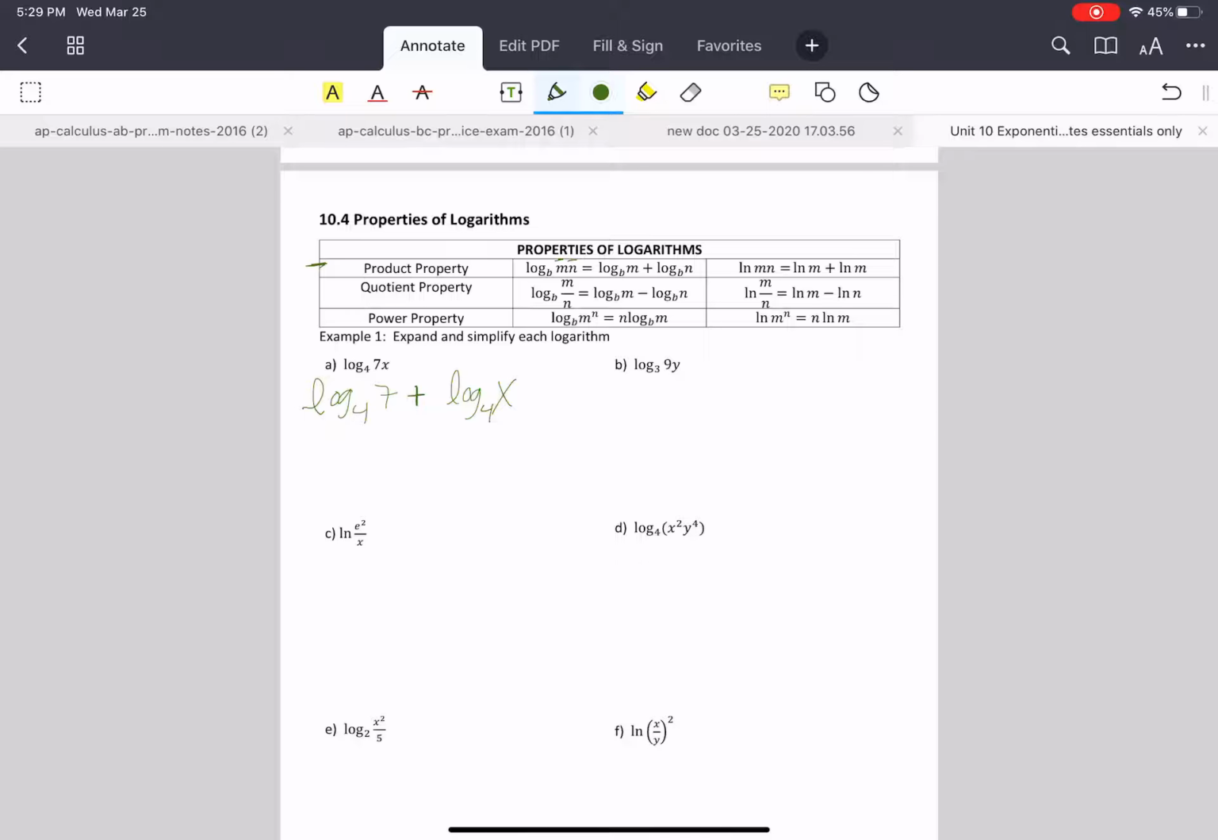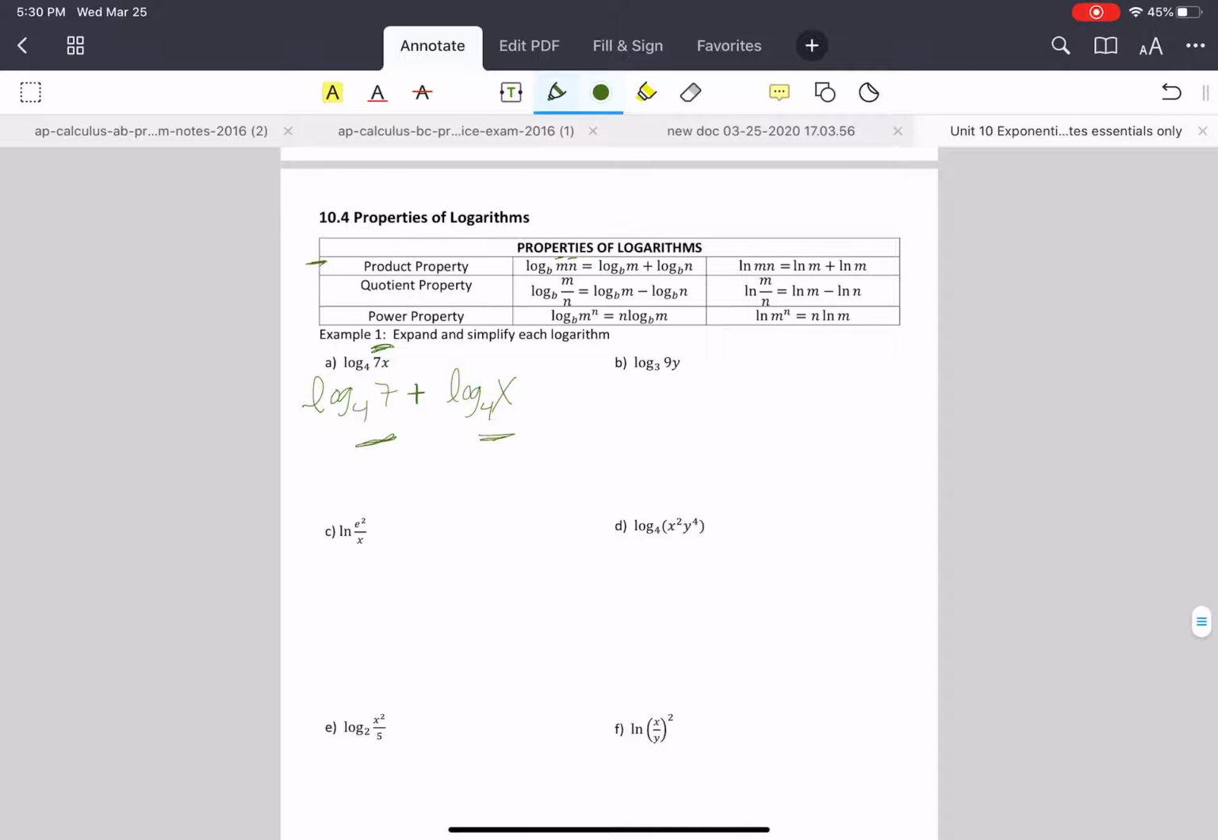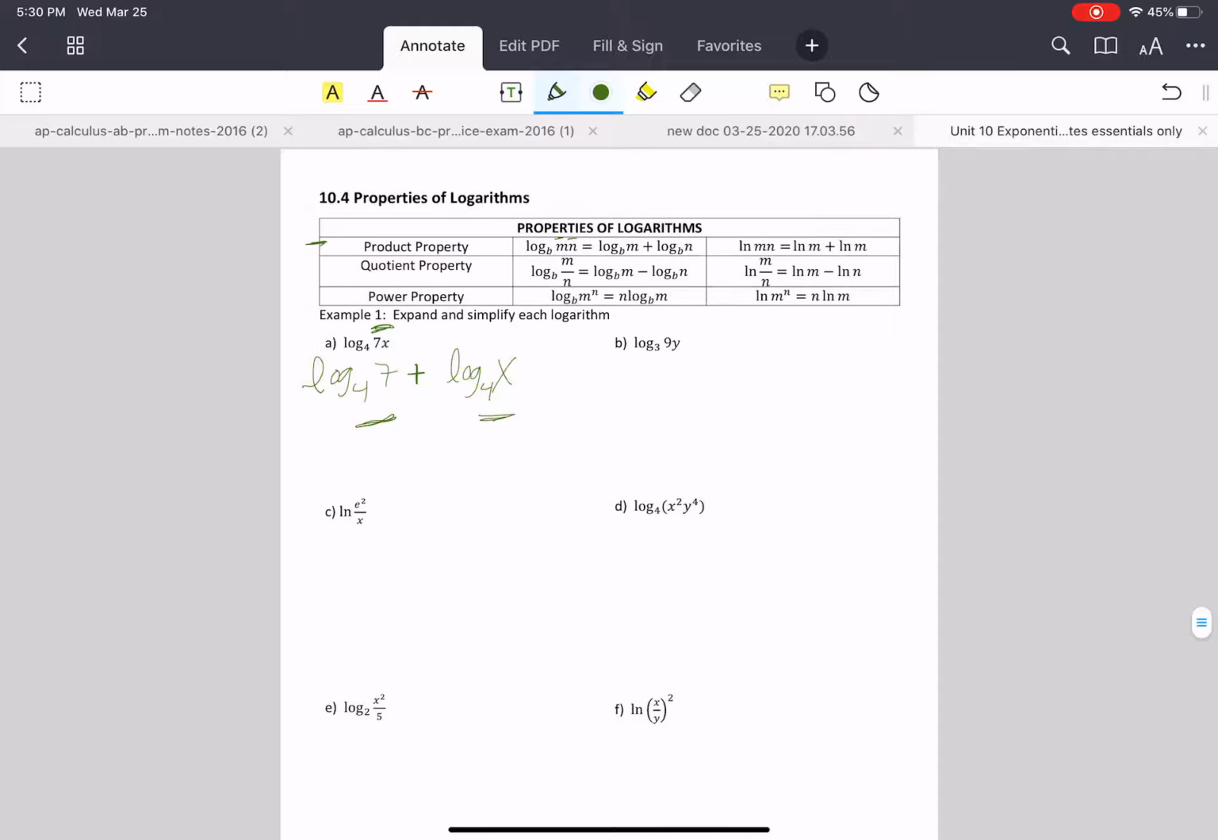Perfect. Okay, so now let's try another one. And then I'm done. That's the product property there. So if I have two things being multiplied together inside a logarithm, you can split it into two different logarithms with addition, and then the base has to be the same on both logs. So let's do it again. This one is 9 times y, another product, so let's split it. So log base 3 of 9 plus log base 3 of y.